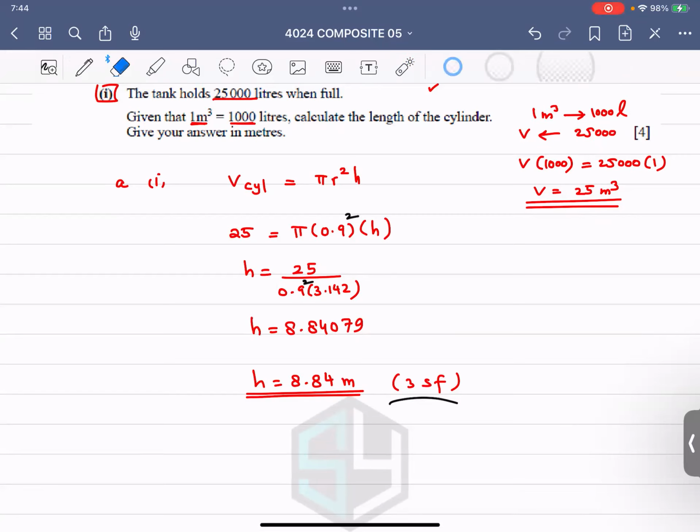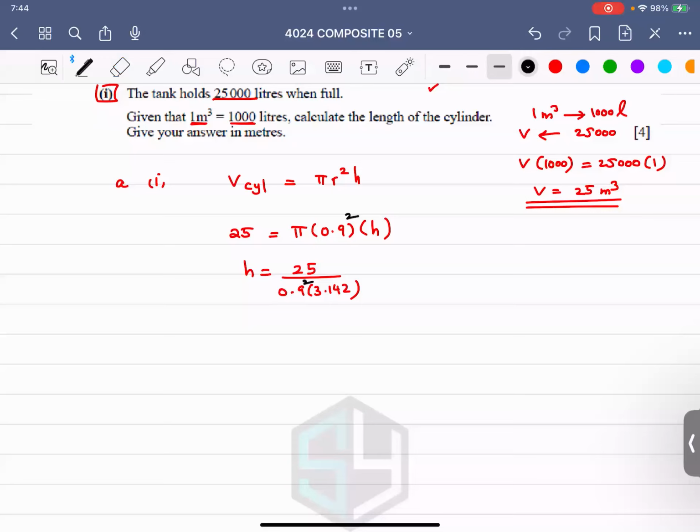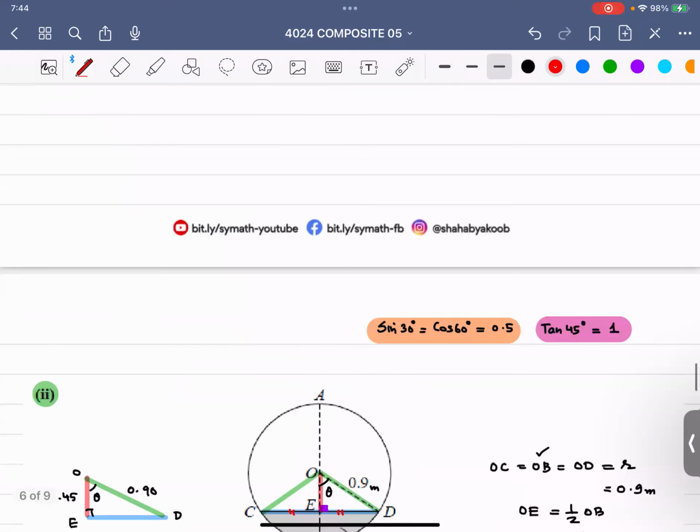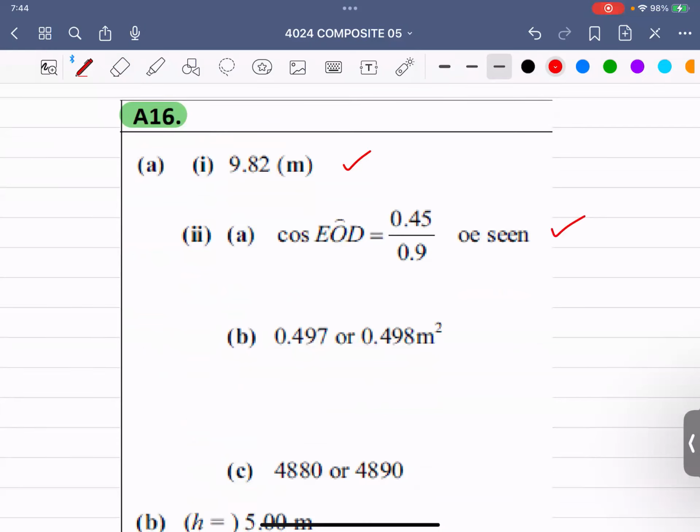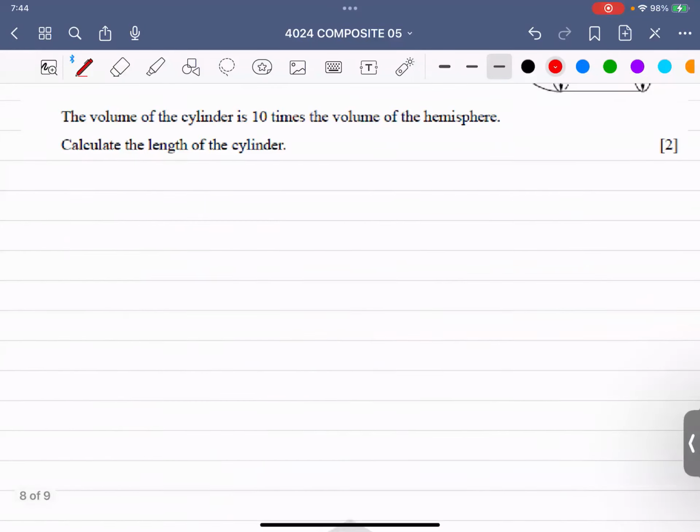So let me just use this value, because based upon that, I'll be getting the last value also correct. So let me just highlight this. This is 0.9 into 0.9 into 3.142. And let me just reciprocate and multiply it with 25. That is 9.823. That is 9.82, correct, to 3SF. That's the answer for this part. So this one is 9.82. That is perfect. This was done. This is 0.497 or 0.498.